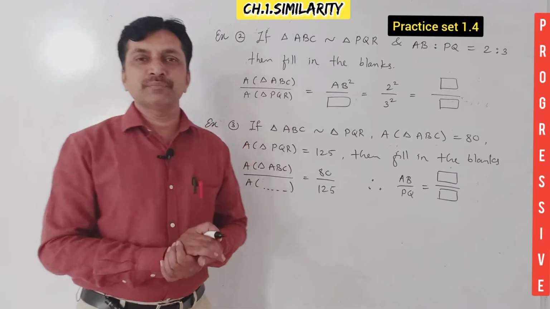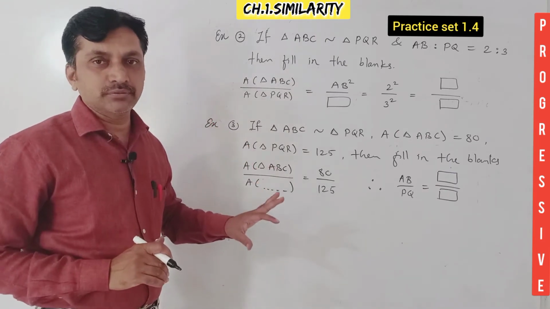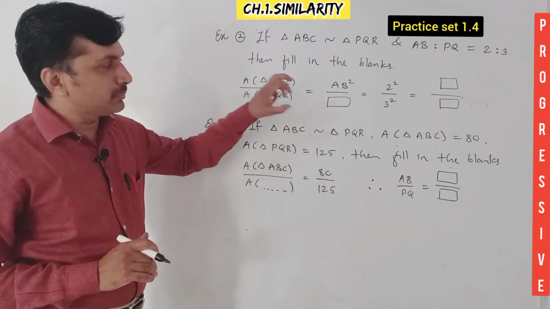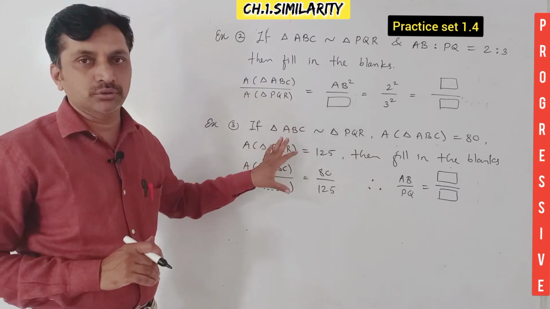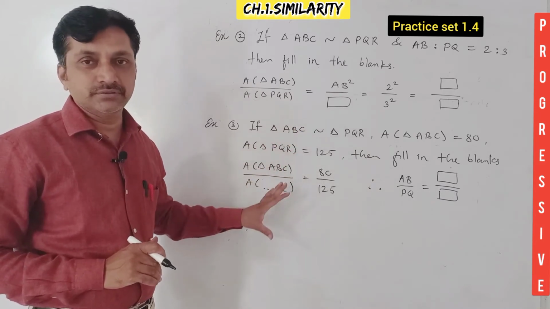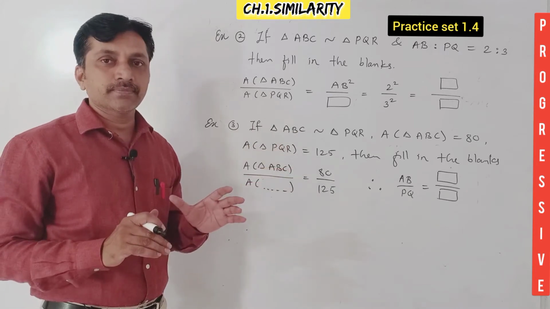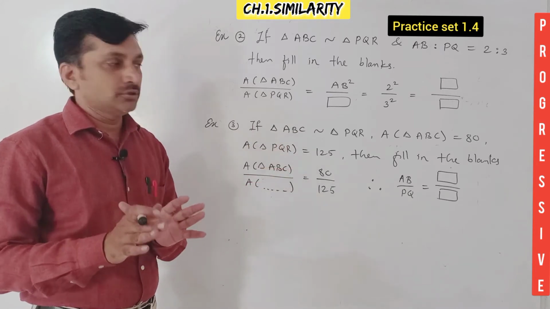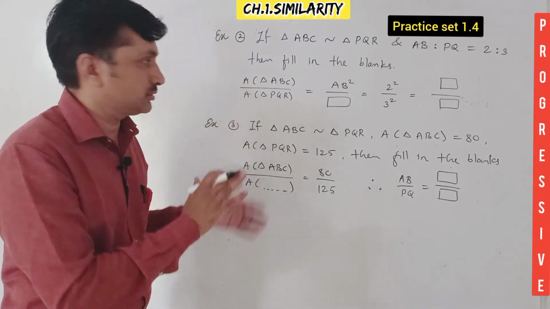Dear friends, example number 2 and example number 3, these two examples are activity based examples. It means we have to fill blanks only. Here we don't have to solve. Solution is not needed, it is not required. If you want to do any rough work, you do it on the rough page, but don't solve here in the solution. Okay, it is like a fill in the blanks question.